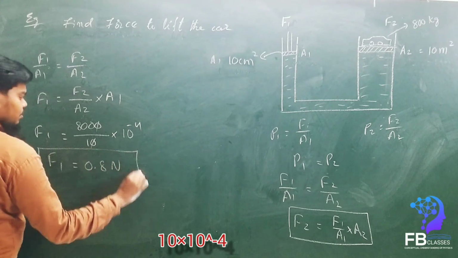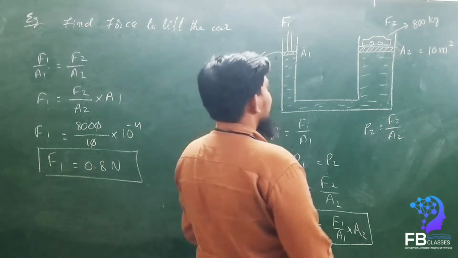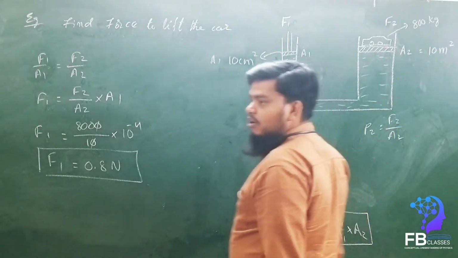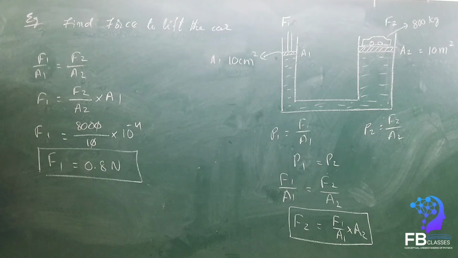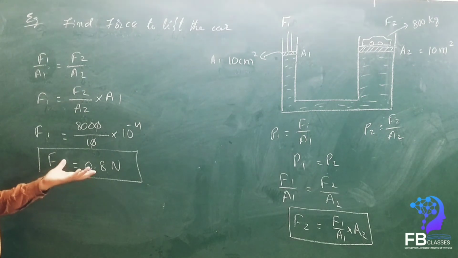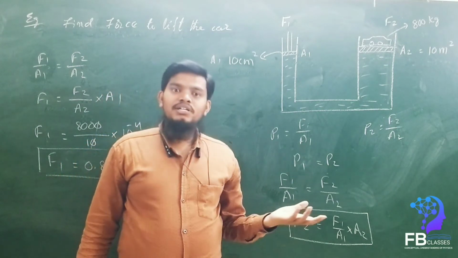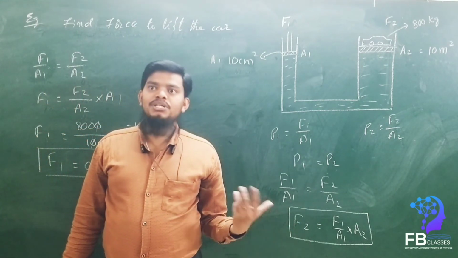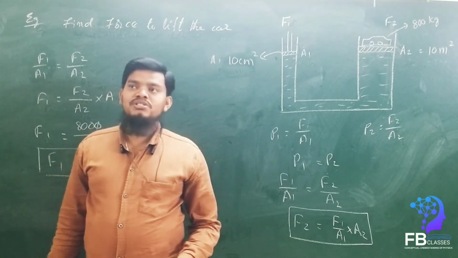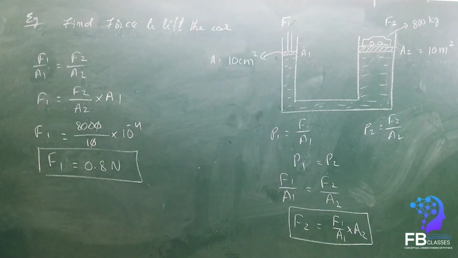See here, the smallest force. If you apply 0.8 Newton, then an 800 kg car can be lifted very easily. This is the main mechanical advantage of Pascal law. This law can be used in hydraulic lifts and hydraulic brakes. See, air brakes are there in our buses, so there also it can be used, and in hydraulic cutting machines. All those things use these advantages. Are you getting the point?